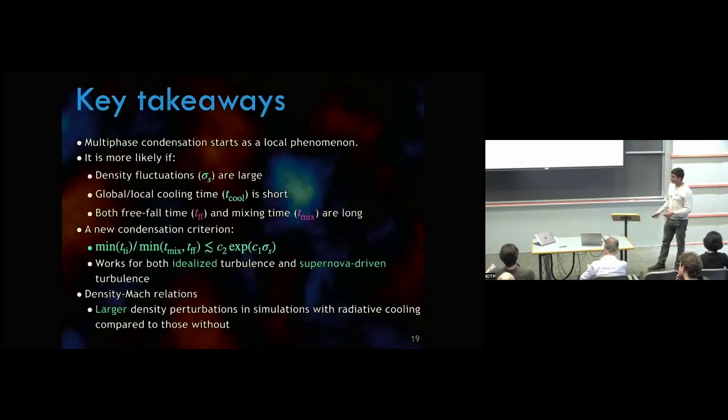Okay, so conclusions. Multi-phase condensation is supposed to be a local phenomenon, and it's more likely if you have large density fluctuations or a short cooling time, or if either of these, T free fall or T mix, are long. Then we can have multi-phase condensation, and we came up with this new criterion which combined the two things that people were talking about in theory over the past few years. And it works for both idealized turbulence and supernova-driven turbulence. Then for density-Mach relations, we find much larger density fluctuations when we have radiative cooling.